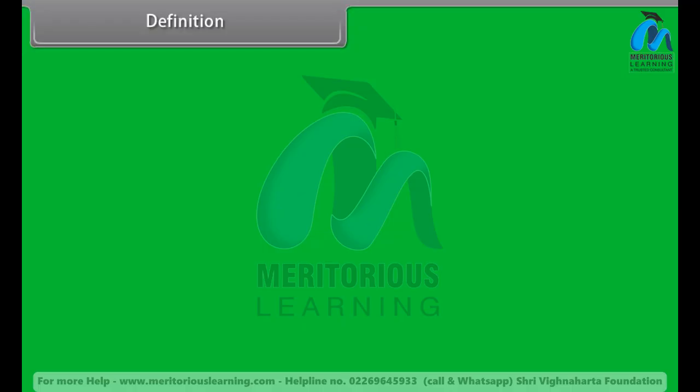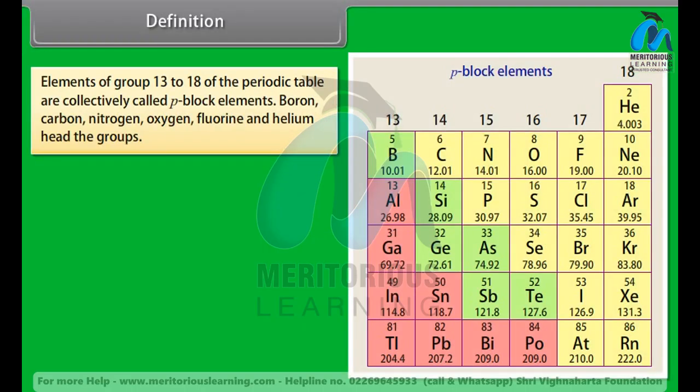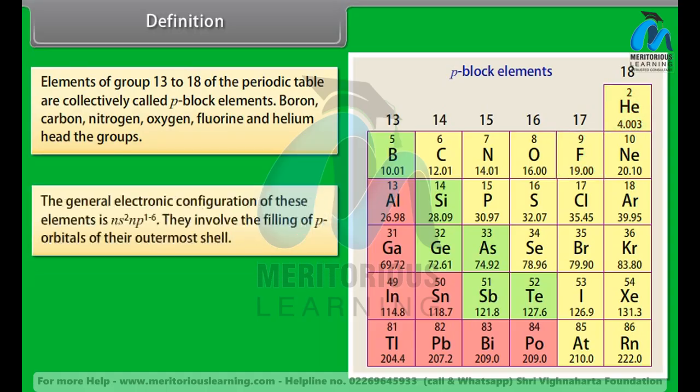Definition. Elements of group 13 to 18 of the periodic table are collectively called P block elements. Boron, carbon, nitrogen, oxygen, fluorine and helium head the groups. The general electronic configuration of these elements is ns2 np1 to 6. They involve the filling of p orbitals of their outermost shell.